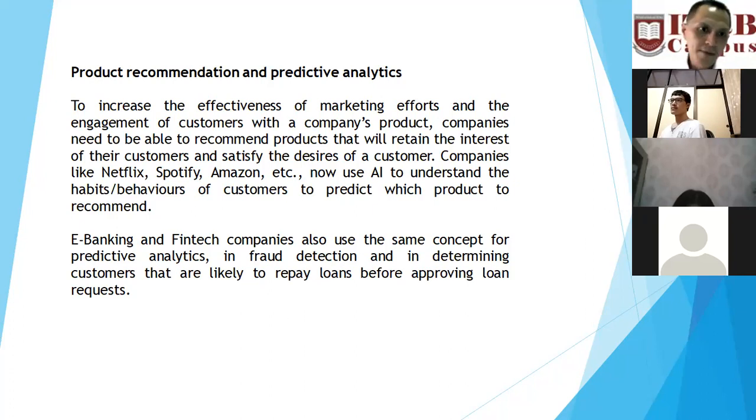Now, companies like Netflix, Spotify, Amazon, etc. now use AI to understand the habits and behavior of the customer, so they can predict which kinds of products they should recommend. So they're trying to identify their real target. If you compare with maybe 10 or 50 years ago, the target of those companies has changed, maybe not significantly, but it has changed. So they need to make some changes.